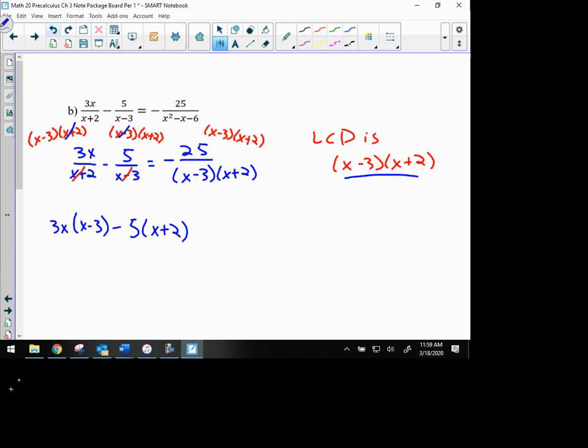And on the right side of the equation, everything is canceling, meaning all the denominators. So the x minus 3 is canceling top and bottom. X plus 2 is canceling top and bottom. So we're just left with the negative 25.